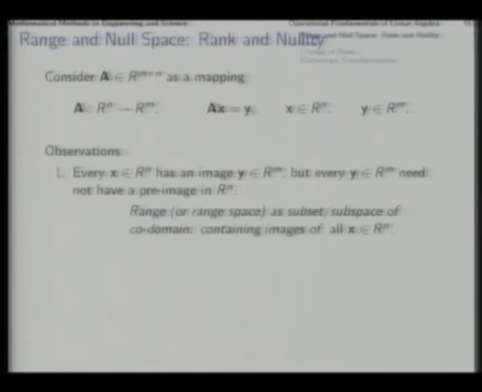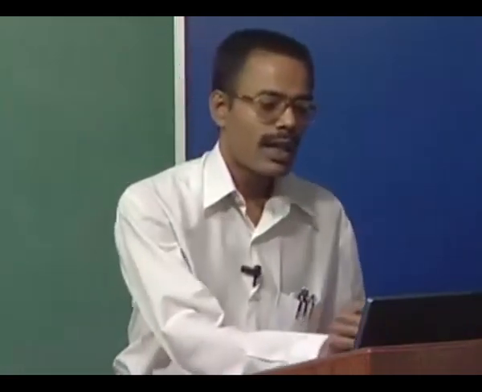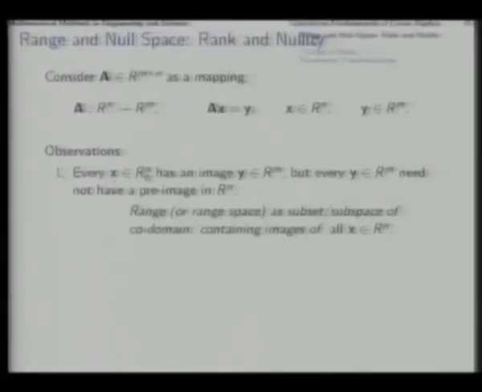We make the same observations as we made in the last lecture, that every x in Rn when multiplied like this will certainly result into a y. That is, every x in Rn has an image y in Rm, but on the other hand, every y in Rm does not have to have a pre-image x to which multiplying with A we will get y. Such is not necessary.